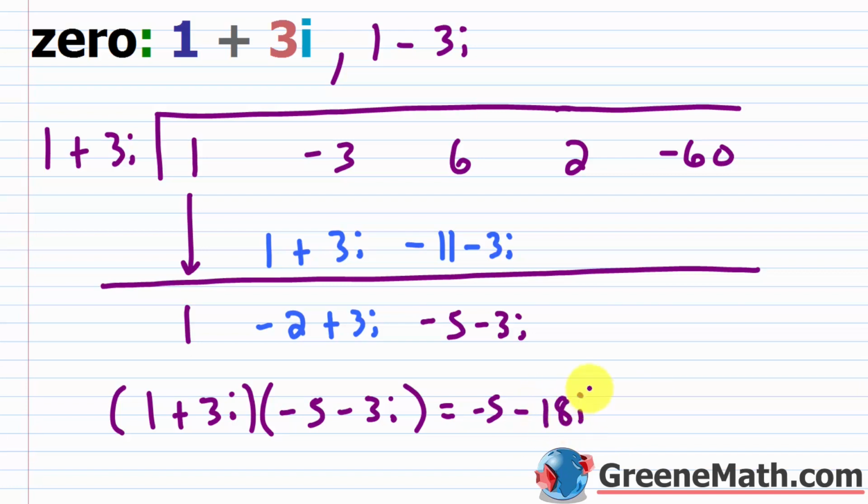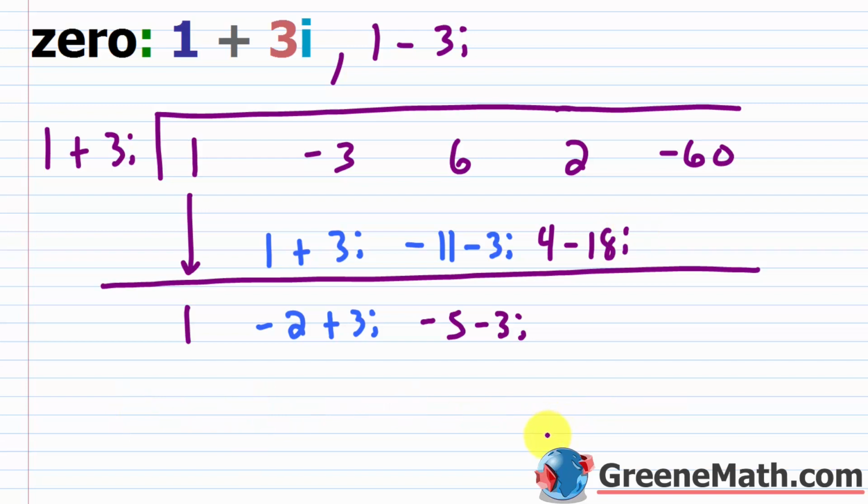And then lastly, you have 3i times negative 3i. So that's negative 9i squared. But again, i squared is negative 1. So you're just going to change the sign of this to plus. So positive 9 plus negative 5, or you can think about this as 9 minus 5, that's just going to be 4. So this would be 4 minus 18i.